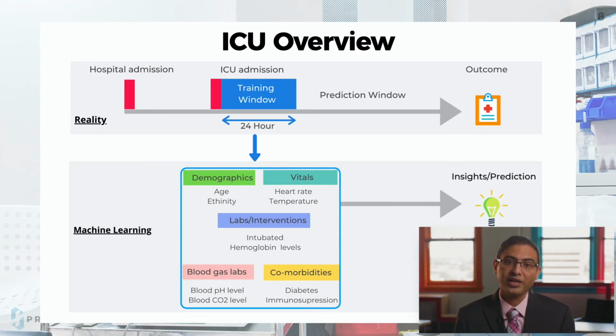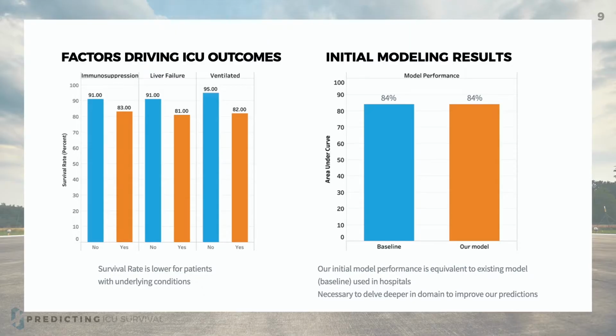First, we have to identify the variables and predictors that have an effect on the outcome. We started with the very obvious ones. For example, how old is the patient? Do they have any underlying conditions? How are his vital signs? We explored these variables to see if they impact the outcome, and the chart on the left shows that they indeed do. The survival rate is lower for the patients who have underlying disease versus those who do not.